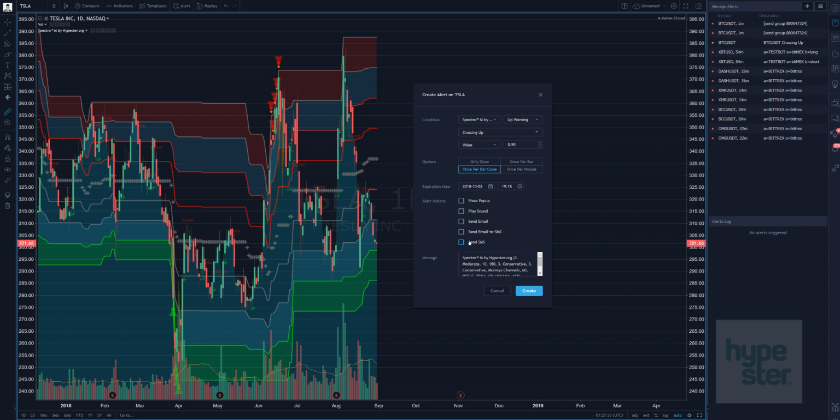And then you can choose if you want to send an SMS or email. Oh, the SMS is just for the most expensive plan, if I'm not mistaken. I have it, but if you want it, you have to pay for TradingView. It's not my fault. But you can do sound, you can do email. I know that you can do email to SMS for free. You just have to set it up.